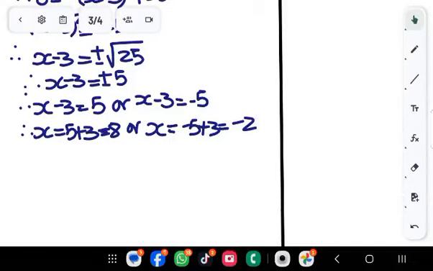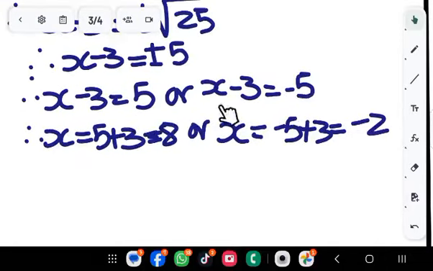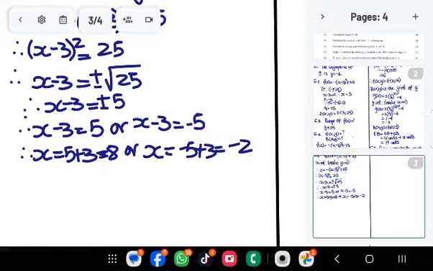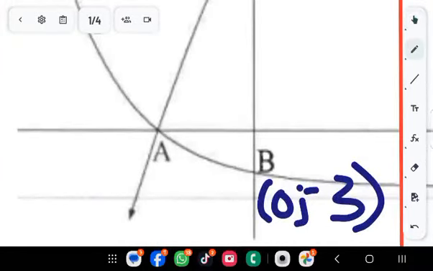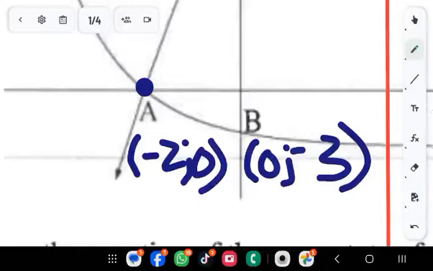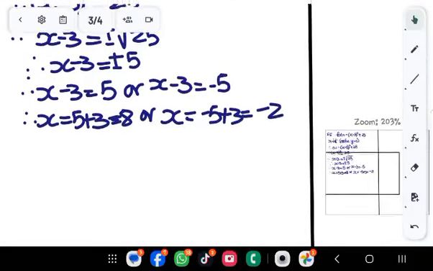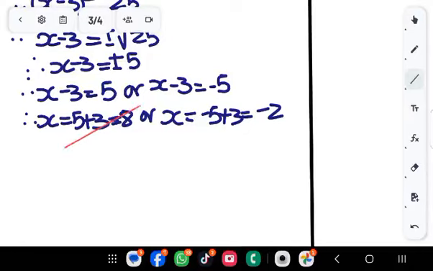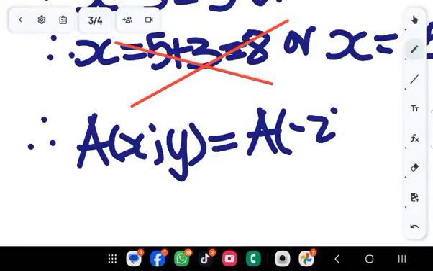Now, this makes sense that your parabola will have two roots because that's what we have in this situation. Now, one is negative and the other one is positive. Now, for the point that we are looking for, point A, the x-intercept that is valid is the one that is negative 2. So the point there has the coordinates negative 2, 0. All right, so there we go. The one that is valid is the negative. Therefore, the coordinates of A are negative 2, 0.